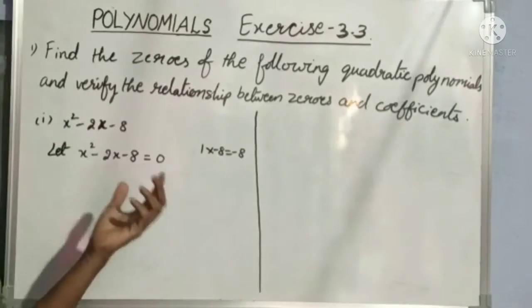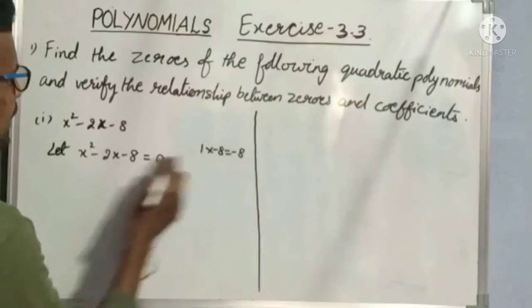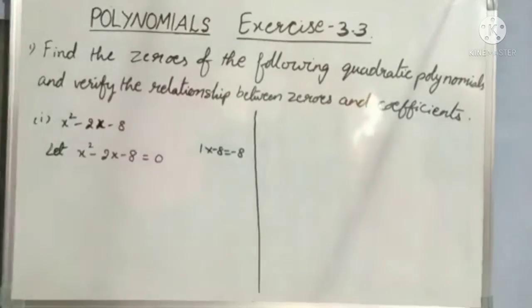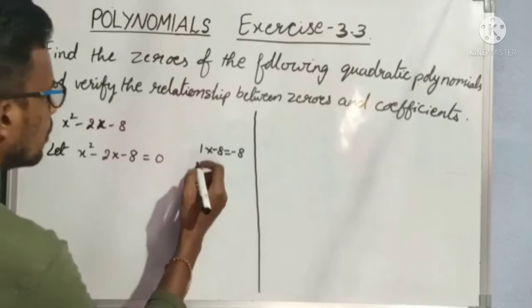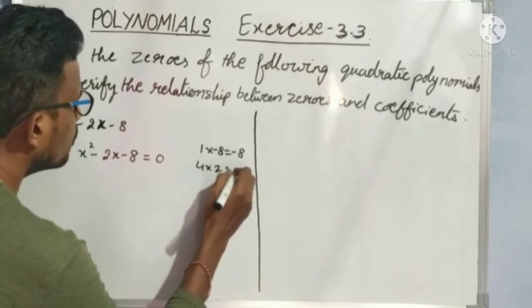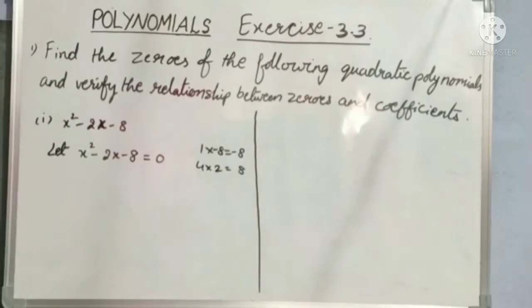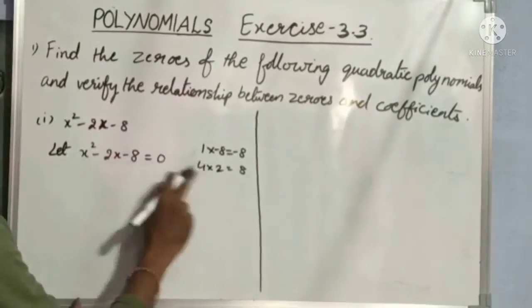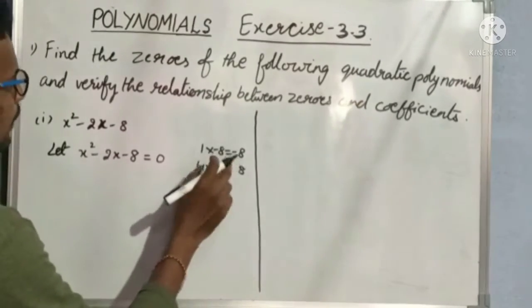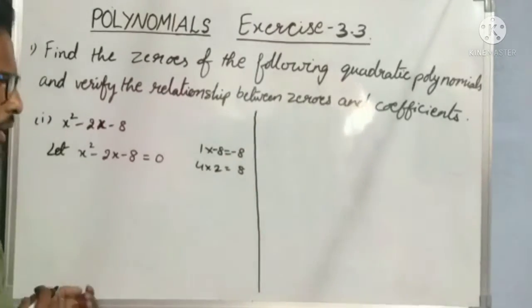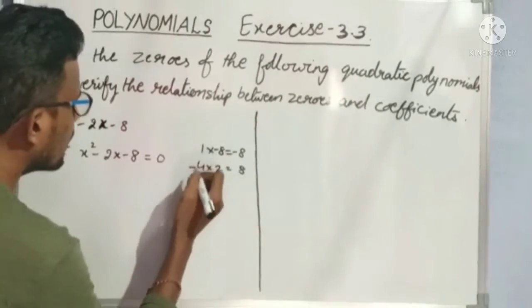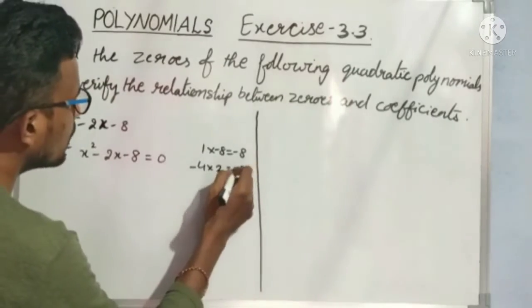By splitting this into factors we have to get minus 2 in the middle. What are the factors of 8? 4 and 2, right? 4 into 2 is equal to 8, but we want minus 8 here. The sum should be minus 2 and the product should be minus 8. So I will take minus 4 here. Minus 4 into 2 is minus 8.